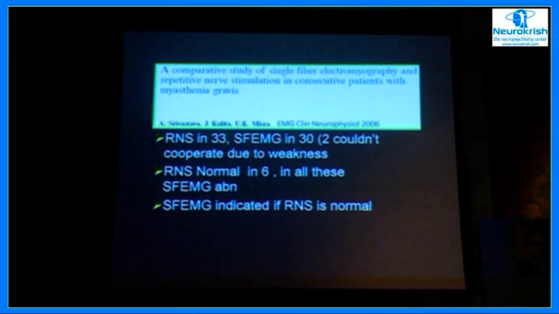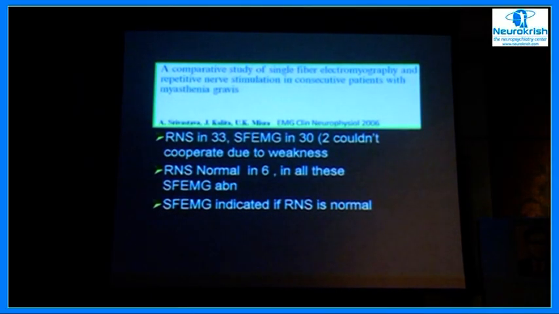So then you have to do a stimulation protocol, which is again difficult. A separate thing you have to know. So RNS was normal in 6 patients. In all these cases, single fiber EMG was abnormal. So single fiber EMG is useful in a limited number of cases where decremental response is not coming.